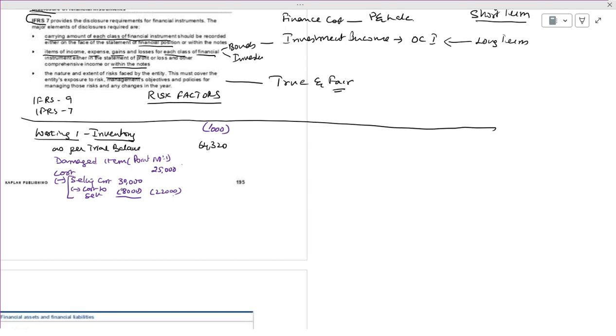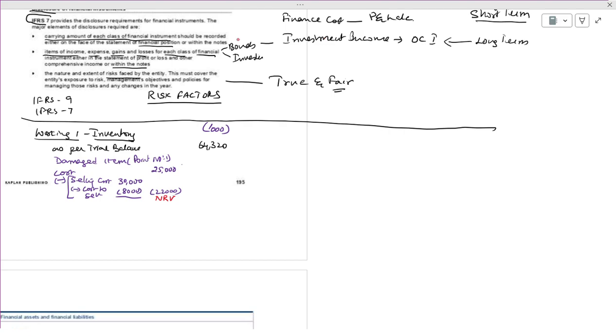Your inventory value is how much? 25,000. Okay? Your value is 25,000. When you are going to sell it, you will get net realizable value. This is NRV. Why is this NRV? Final net realizable value. Net realizable value is how much? 22,000. Okay? Net realizable value is 22,000.